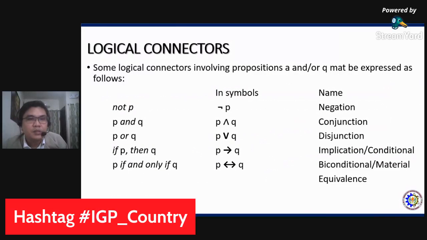We've mentioned that logical connectors are used to form compound propositions. Some of the logical connectors that we use in basic logic are the following: the word not, the word and that we used a while ago, the word or, the if-then form, and also the if and only if.